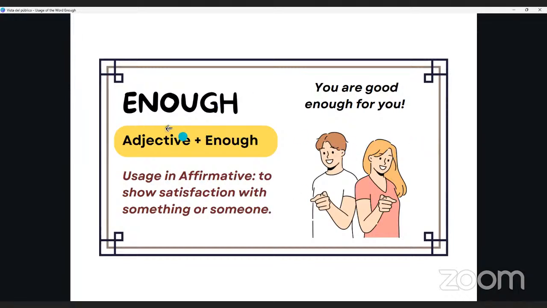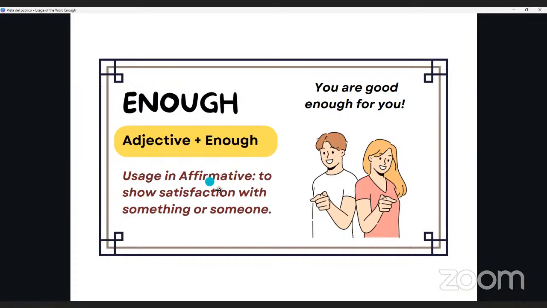Aranza, could you help me with this one? Yes. Adjective plus a noun. Usage in affirmative to show satisfaction with something or someone. You are good enough for you. Very good. Thank you, Ara.